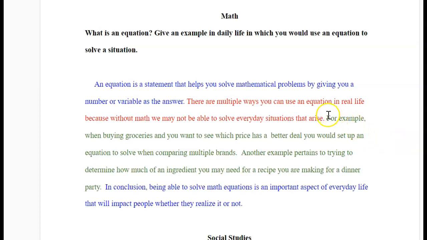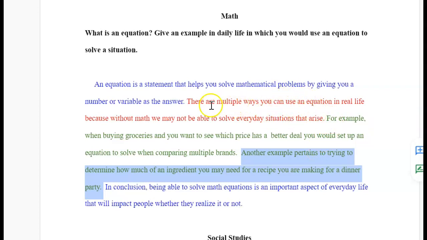So I will tell you on this one, my commentaries that I see, this second commentary needs to be fixed. And let me tell you why. The reason I put this one on here is because I want you to notice when you have your commentaries, you're dealing with that concrete detail. This one says there are multiple ways you can use an equation in real life because without math, we may not be able to solve everyday situations. For example, when buying groceries and you want to see which price has a better deal, you would set up an equation to solve when comparing multiple brands.